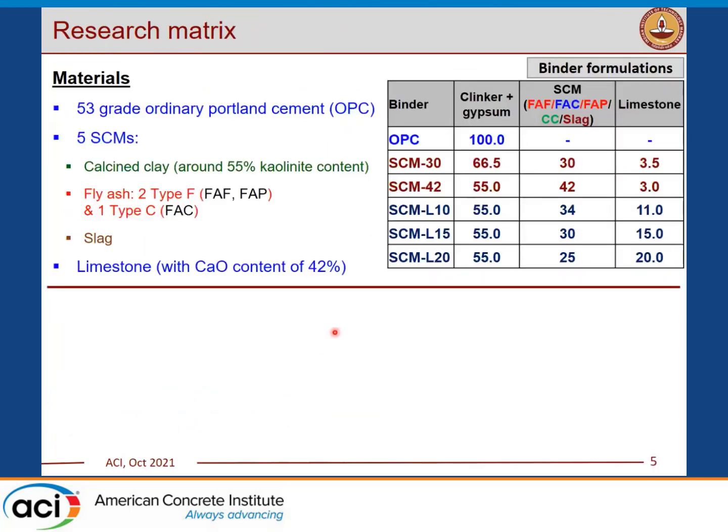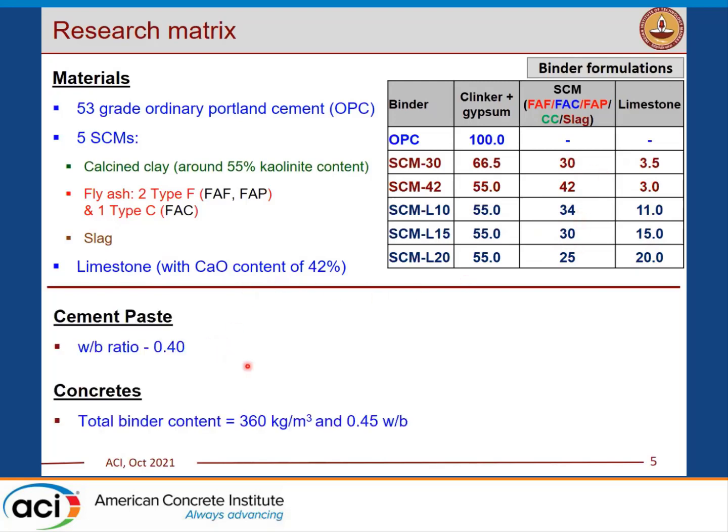So this is the matrix that we try to use: a plain Portland cement and 5 different SCMs. The calcined kaolinite based clays with about 55% kaolinite content. We had 3 different fly ashes because there's a lot of variability with fly ashes. So 2 siliceous fly ash and 1 calcareous fly ash, and a slag, and a limestone with about 42% calcium oxide content. The dosage of limestone was varied up to 20%, and these are the formulations of binary and ternary systems that were used. So the mix design for cement paste and the concretes will be discussed in the further slides. A water binder ratio of 0.4, and concretes to produce a slump of about 100 mm with this mix design.